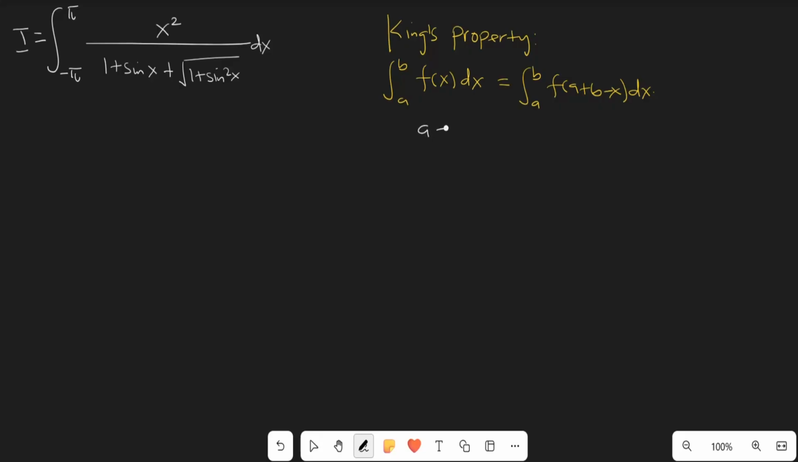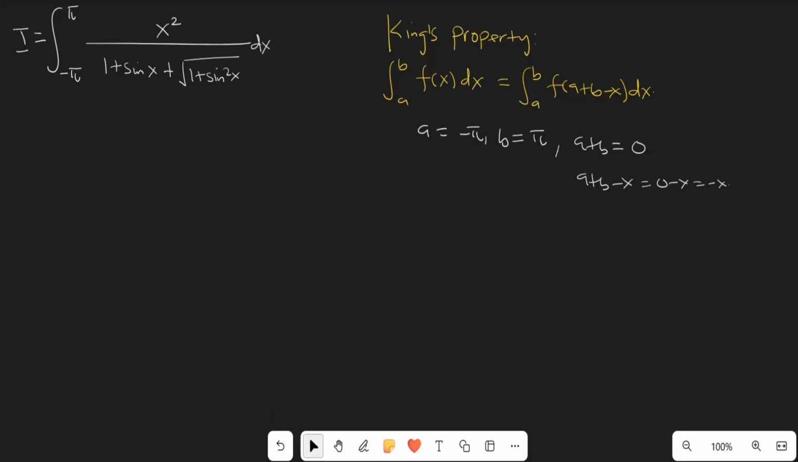So here our a is really the lower limit negative pi and b is positive pi. So a plus b is really equal to 0. So a plus b minus x here is going to be 0 minus x, which is negative x.